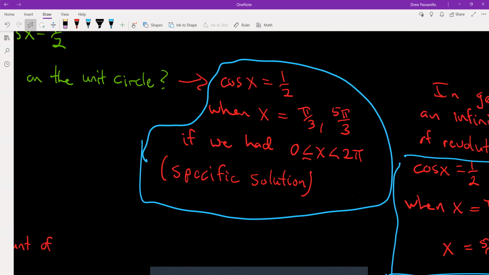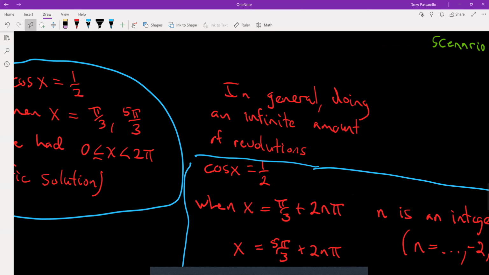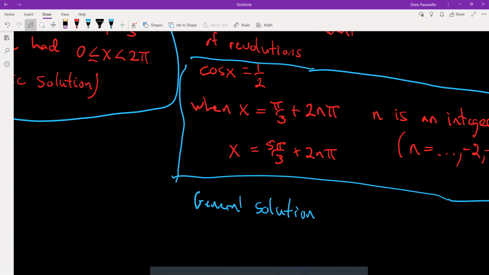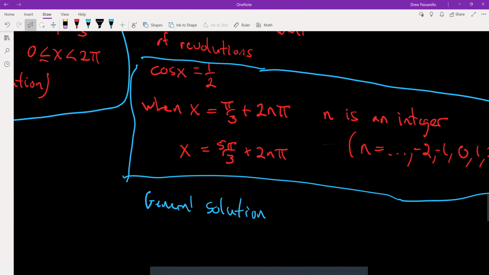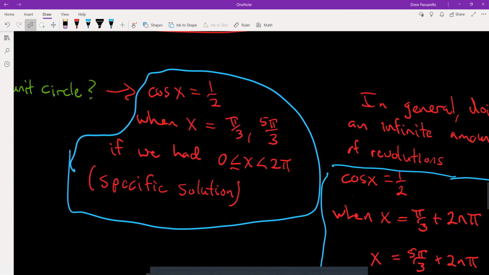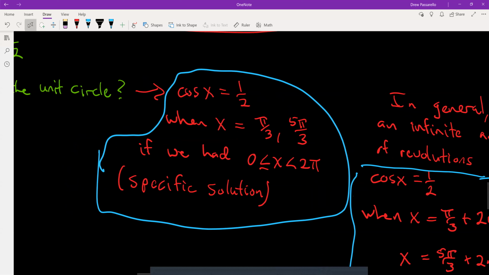Now, if we want to make this in general terms, meaning we go an infinite amount of revolutions, you could either go 2 pi from pi over 3 or 2 pi from 5 pi over 3. So that's why it says pi over 3 plus 2n pi. n is an integer, so it can be negative or positive. And then same thing for 5 pi over 3 plus 2n pi. n's an integer. All right, so that's the general solution. And then this is the specific solution. So that's where each scenario was.